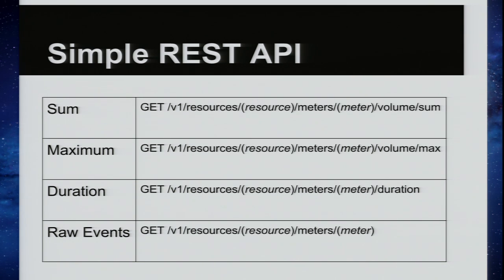And what you see on the screen is just a sample of the APIs. That's right. So the APIs are, there are several different endpoints based on how you want to query. So if you want to get the total for a resource for a meter, there's an API for that. But there's also an API that lets you get the total for a meter across an entire project or across an entire tenant. So it's flexible enough to bill at whatever granularity you actually care about.